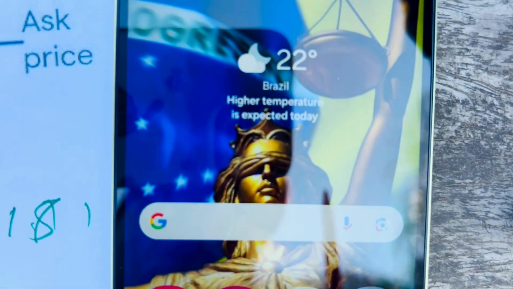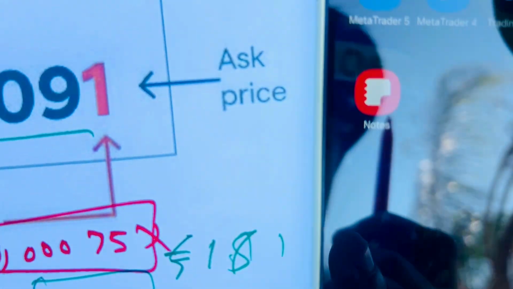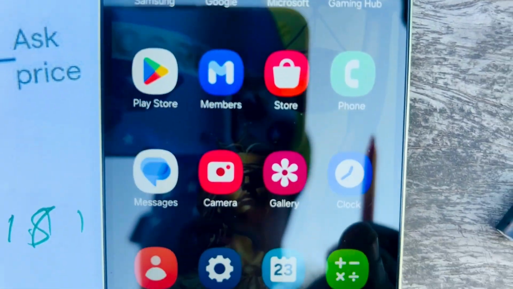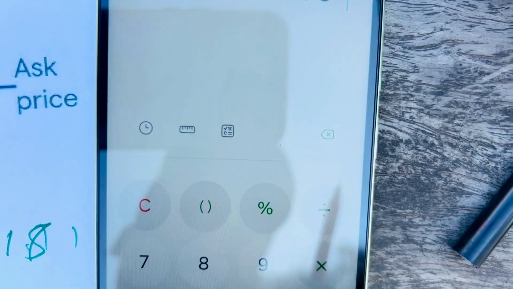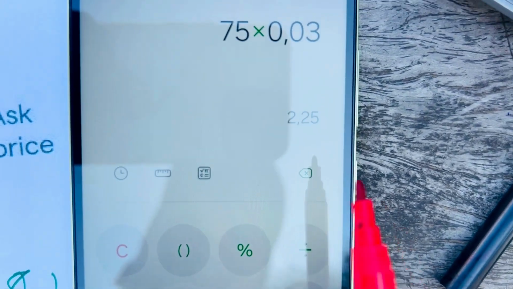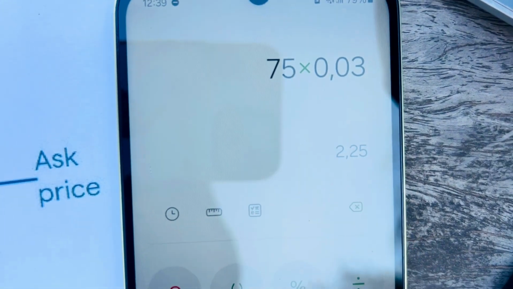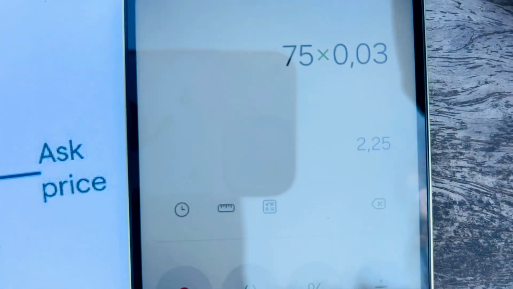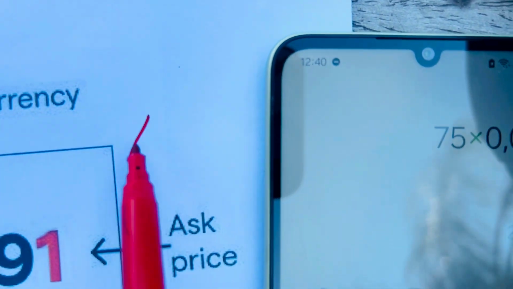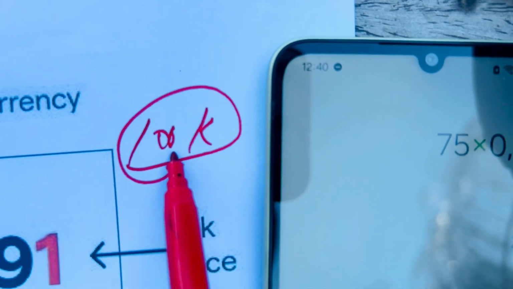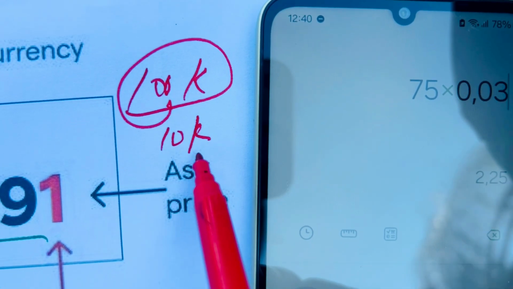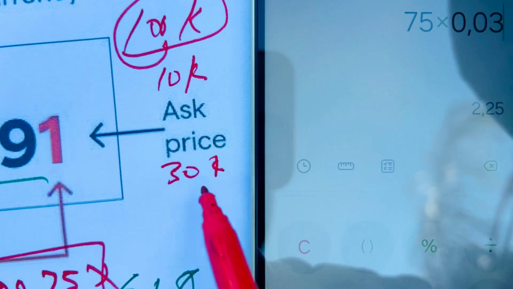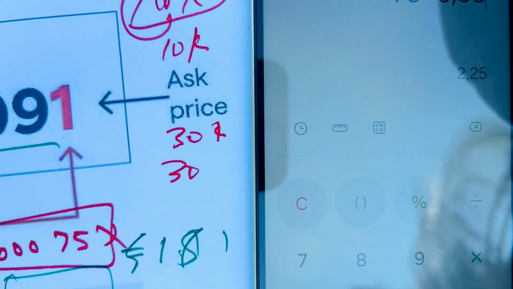Let's go back, let's use our calculator and count that together. So we can use our calculator and say the 75 times 0.03. Then you can get this amount. You can see it's simple when you're using the currencies, because most of the currencies have a contract size of 100K. But what in case you have an asset that has a 10K contract size, or 30K contract size, or even 30 contract size?